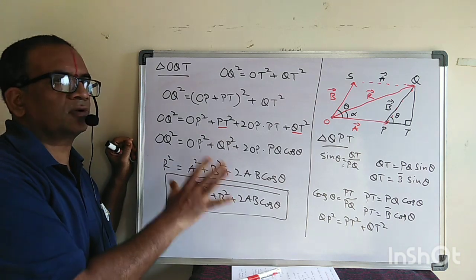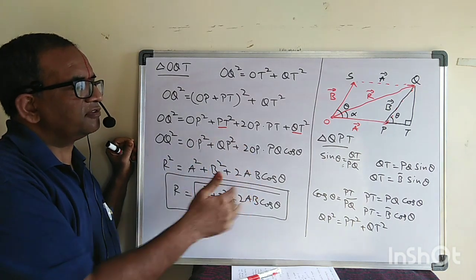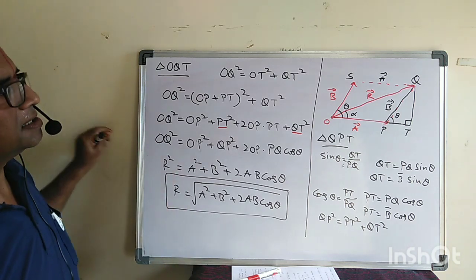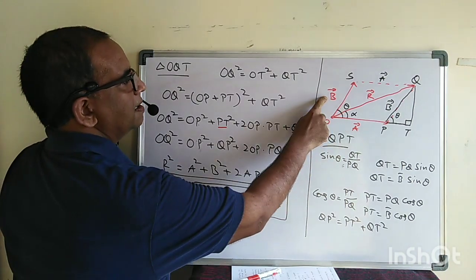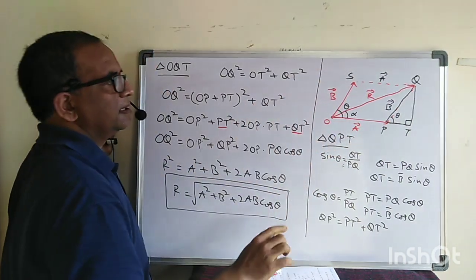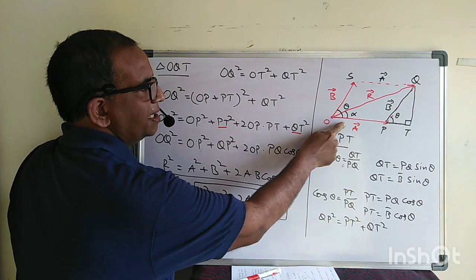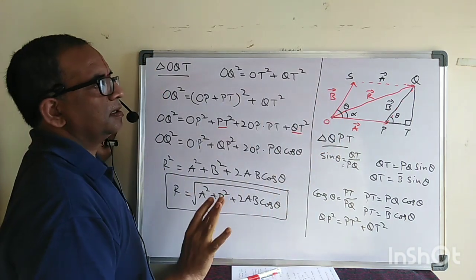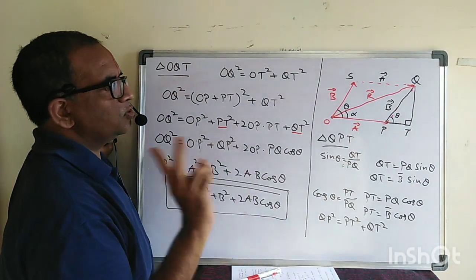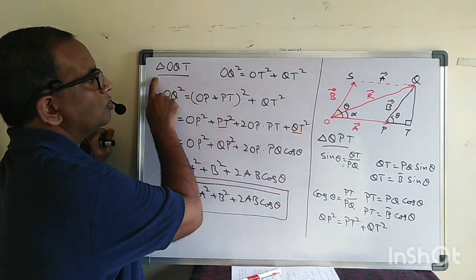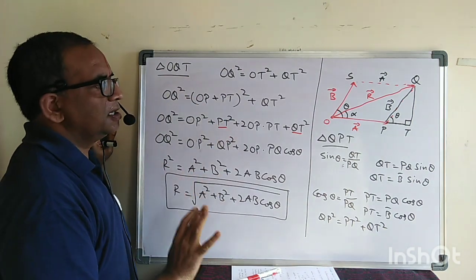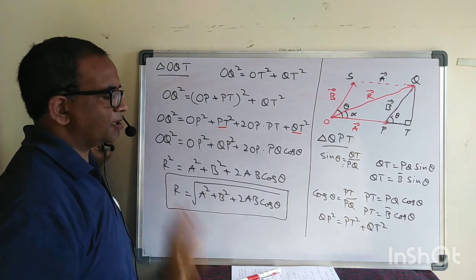You can pause and copy each and every point, and you can find out how we can do this in a simple manner. See here, what we got is two vectors A and B acting at a point O, and the resultant is R. Between A and B the angle is theta. So here we took one perpendicular, and we took two triangles, one is QPT and another one is OQT, and we try to derive this. It's very simple. You can practice it. Very important.